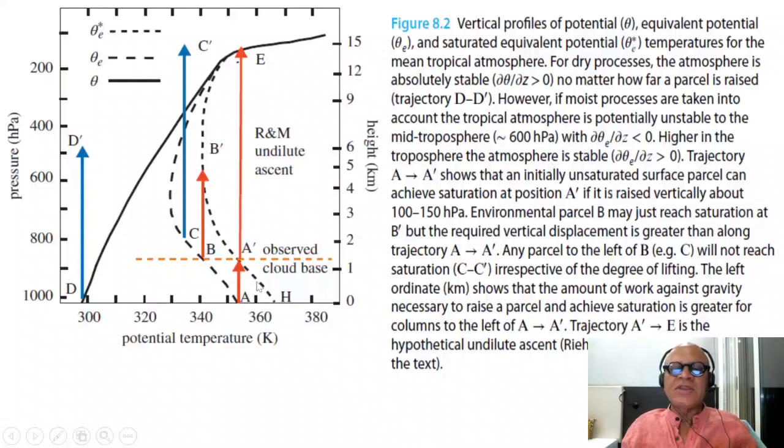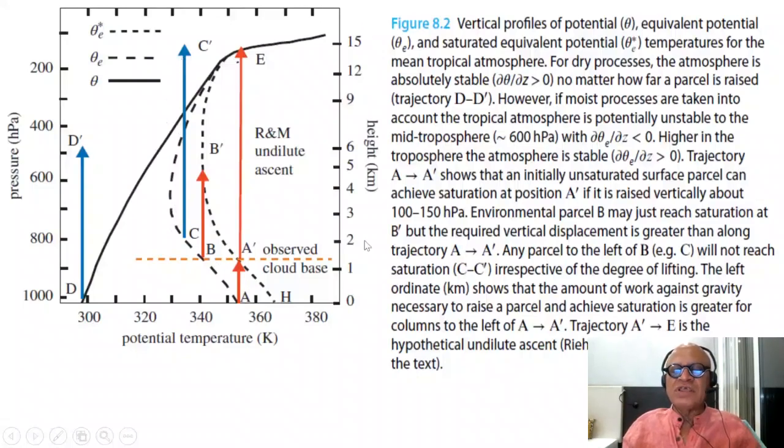Okay, so trajectory A to A prime shows that an initially unsaturated surface parcel can achieve saturation at position A prime if it is raised vertically about 100 to 150 hectopascal. We are not saying anything about exactly how we can raise it, how the work is done to raise it. Any parcel to the left of B, for example this C, will not reach saturation, as I already said, irrespective of the degree of lifting.